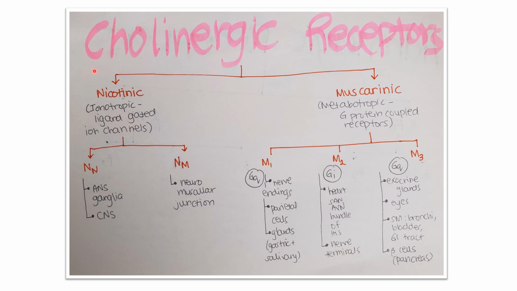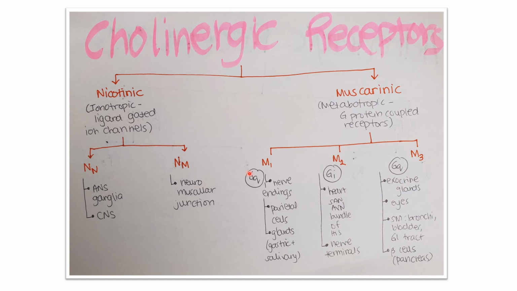Right, so nicotinic receptors. Nicotinic receptors are sensitive to acetylcholine as well as nicotine. There are two subtypes, NN and NM. NN are mainly found in the ANS ganglia, but also in the central nervous system. NM, on the other hand, is mainly found in the neuromuscular junction of skeletal muscle cells. As for the muscarinic subtype, there are actually five: M1, M2, M3, 4, and 5. But for the purpose of this video, we're just going to stick to M1 to M3 because the other ones are not so relevant.